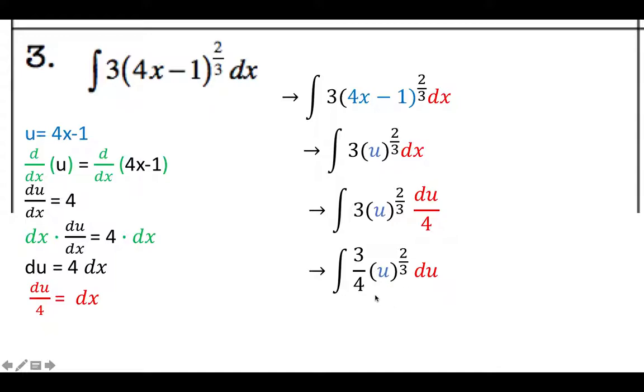Awesome. So as you can see, now that we have it in this format, we can go ahead and use power rule. So for this portion, it's going to be u to the 2/3 plus 1 divided by 2/3 plus 1. So 2/3 plus 1, that's the same thing as saying 2/3 plus 3 over 3, which is basically 5 over 3. And then this 3/4 right here, because it's a constant, it's just going to stay in front. So that's my next step that I did right here. I took the integral.